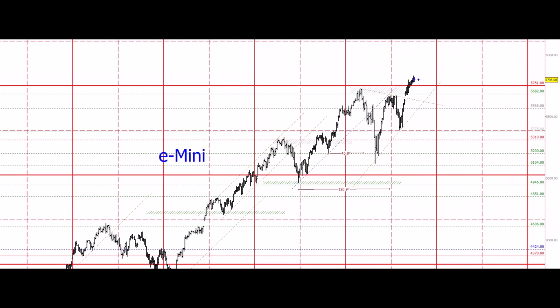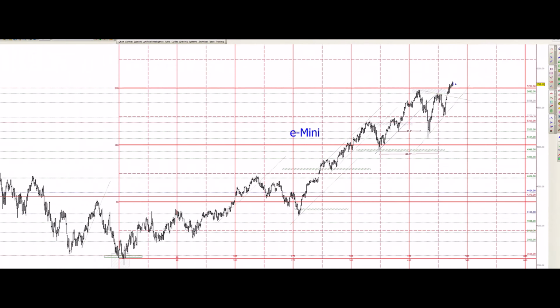All right, let's jump to the weekly. Those expanding triangles are rough. Yeah. So here, well, the weekly's at a critical spot.